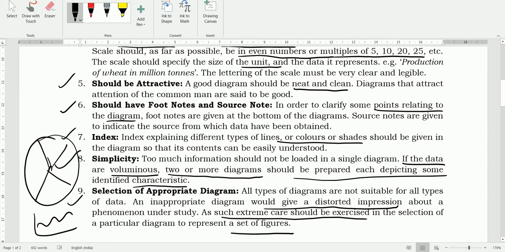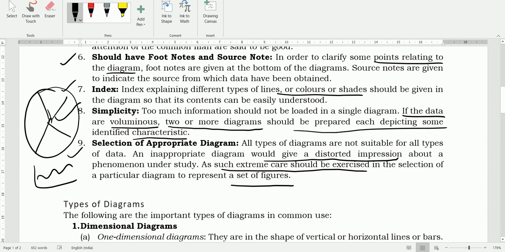And likewise, for the rainfall data, we use these bar diagrams. And for the temperature, we use line. So in this way, we have to choose the appropriate diagrams. So these are the 9 important rules for drawing a diagram.